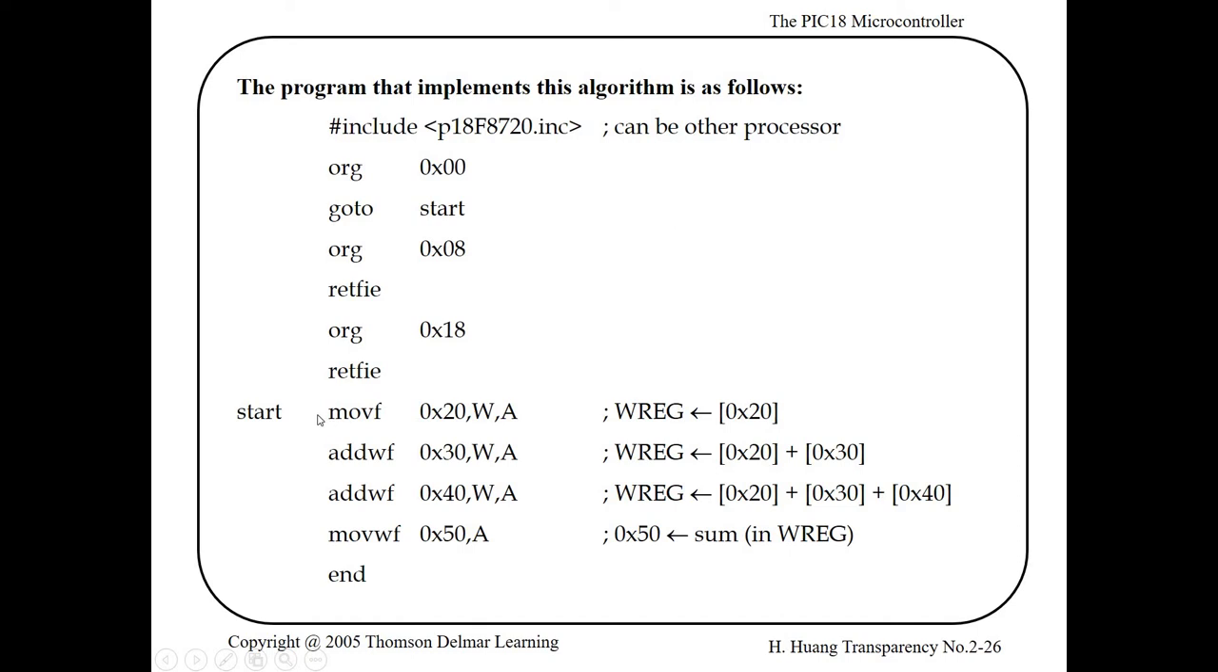So this one, remember the steps that we did. This is step 1, 2, 3, 4. So we translate into each one of that. So we move the content of hex 20 to working register, and then you add the content of working register with hex 30 and store the answer in working register. Then you add the content of working register with hex 40, store the answer in working register, and finally you move the content of working register to hex 50. That's what we did just now.